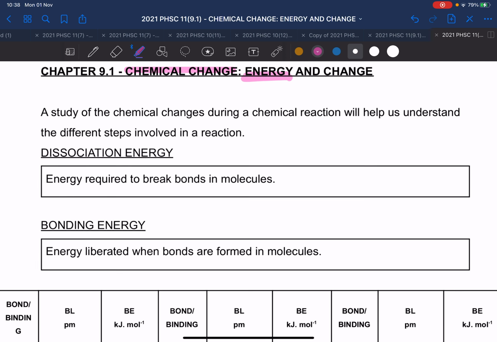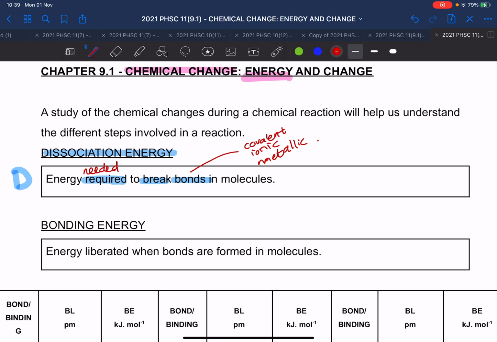Now, the first definition, you have done this here, is the dissociation energy. And the definition for dissociation energy is the energy required to break bonds. So another word for required is? Needed. The energy needed to break bonds. The energy required to break bonds. And the bonds that we speak about here is covalent bonds, ionic or metallic bonds. Okay, so those are the bonds that we speak about here. And if you want to break those bonds, you need energy. You require energy to break the bonds.